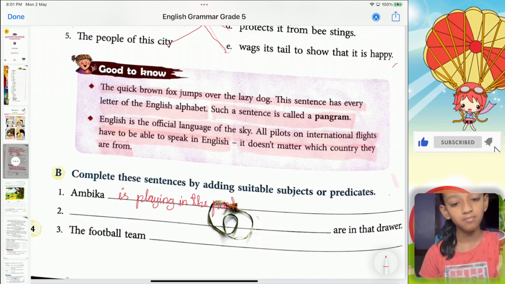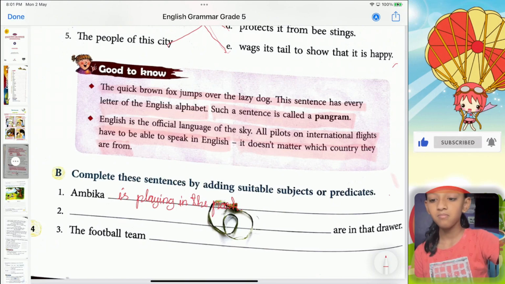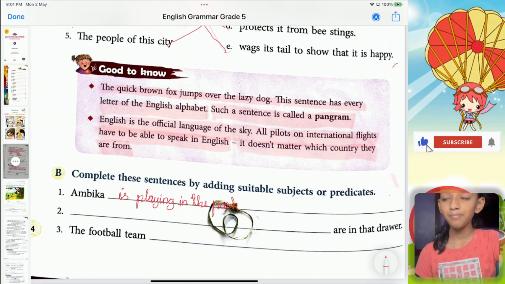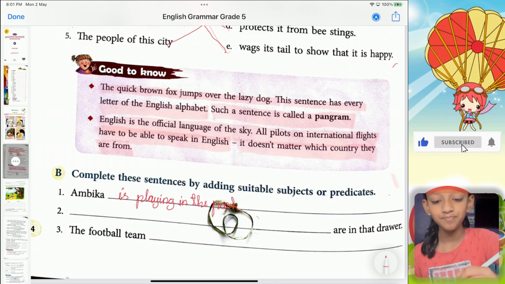Dash or in the drawer. So what could be in the drawer? You can add a subject. My books. Yeah, go ahead.